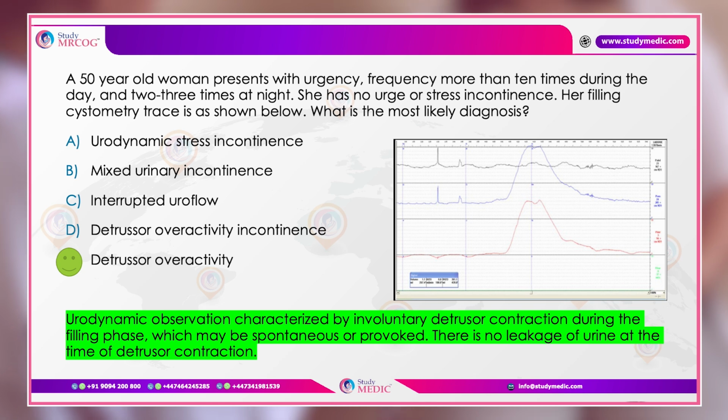So this is the urodynamic observation characterized by involuntary detrusor contraction during the filling phase, which may be spontaneous or provoked. And since there is no leakage of urine at the time of detrusor contraction, we will mark our answer as E, detrusor overactivity. I hope the concept is a little clear now, and you will be able to interpret any graph that you come across in the exam.